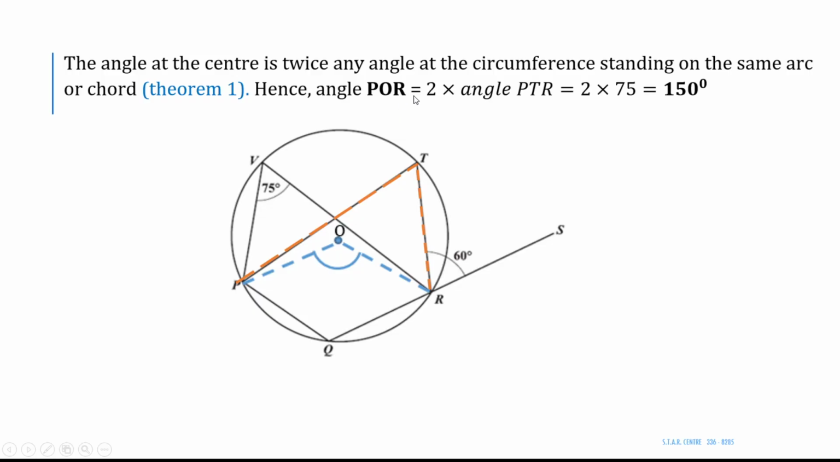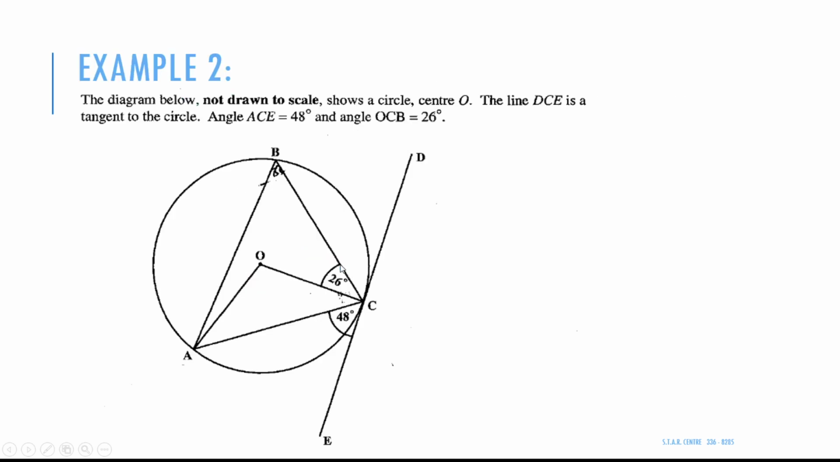Hence, angle POR is equal to 2 times angle PTR, which is equal to 2 times 75, which is equal to 150 degrees. So again, this angle at the center is 2 times this angle at the circumference from theorem 1. So then this would be 75 multiplied by 2, which is 150 degrees.